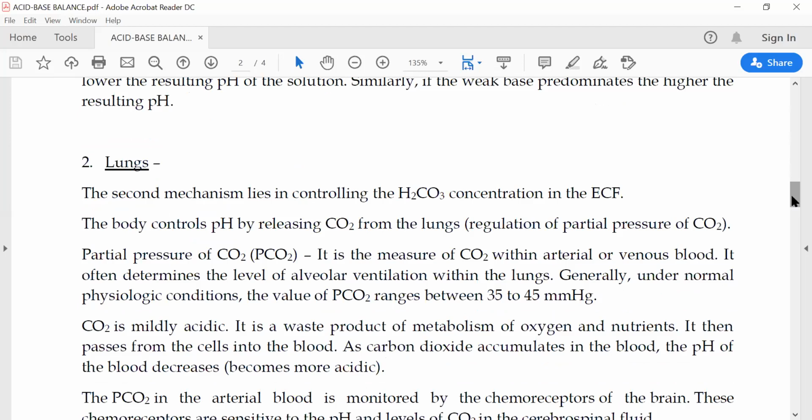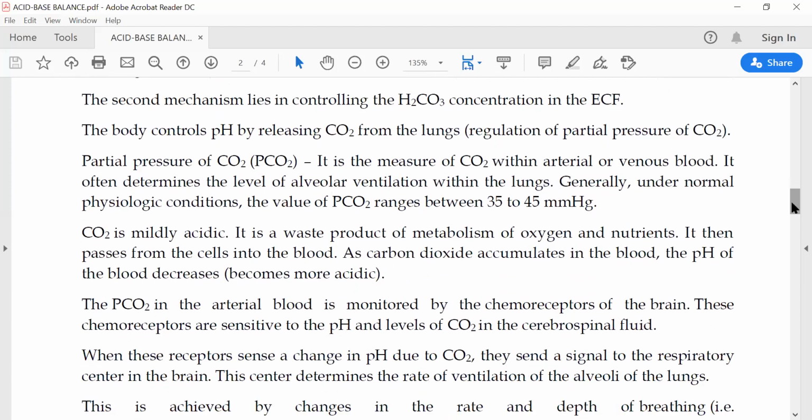And what is partial pressure of carbon dioxide? It is the measure of carbon dioxide within the arterial or venous blood. What is the amount of carbon dioxide that we have in the arteries and veins? That is what is called the partial pressure of carbon dioxide. And it also determines the level of alveolar ventilation within the lungs. Alveolar ventilation means how much carbon dioxide we are going to breathe out or how much we are going to keep in our system. So that is what is called alveolar ventilation.